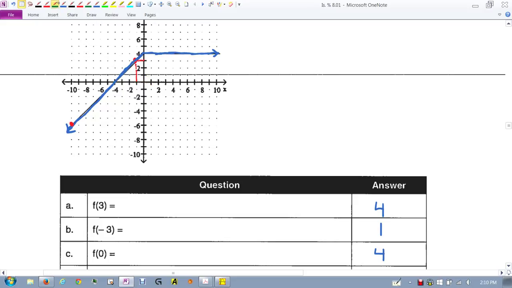Do I hear a cat? Someone have a cat with them today? No?